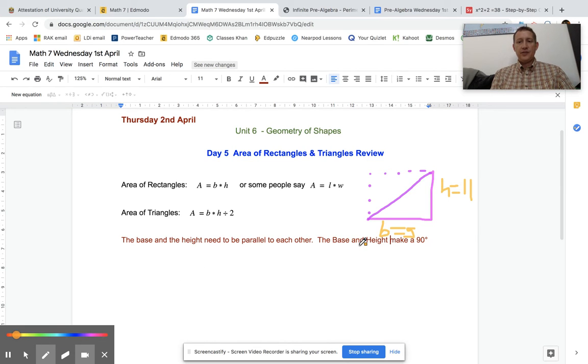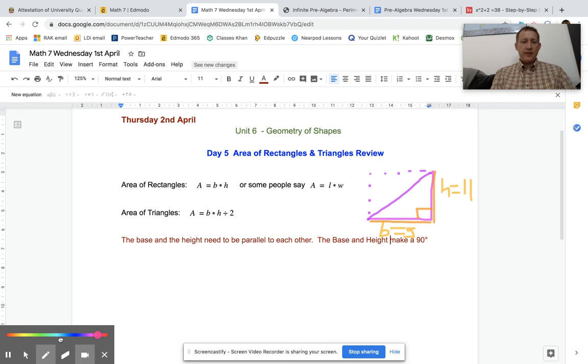Now, in order for this to truly be a base and a height, they have to be 90 degrees from each other. So what if I have a triangle where the base and the height are not part of the triangle itself? This length is a length of 5, and this length is a length of 11. And they can work as the base and the height because they're perpendicular to each other. So I can just multiply them and then divide by 2. So let's look at an example.